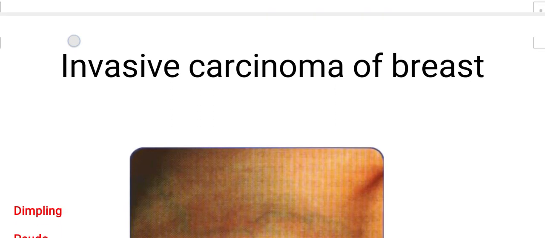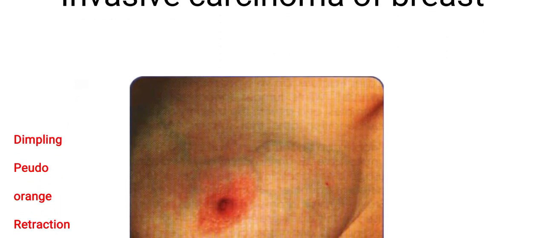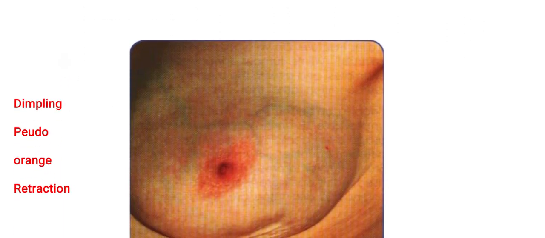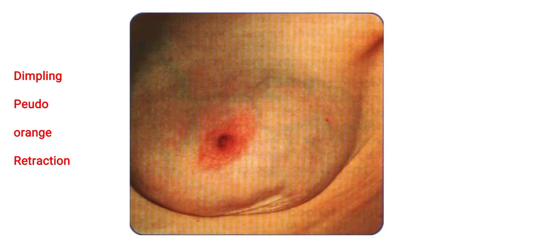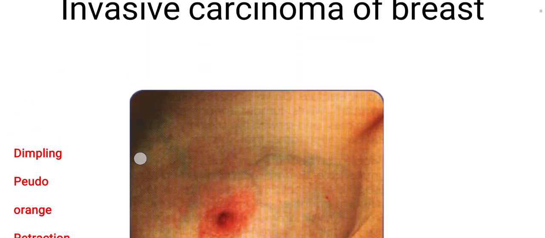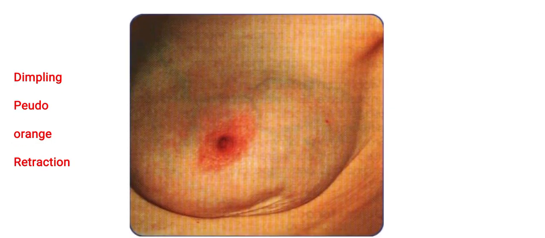Our next picture is the invasive carcinoma of the breast. Here you can see the dimpling, the peau d'orange appearance, and the retraction in the breast. So this is a very clear picture of invasive carcinoma of the breast.